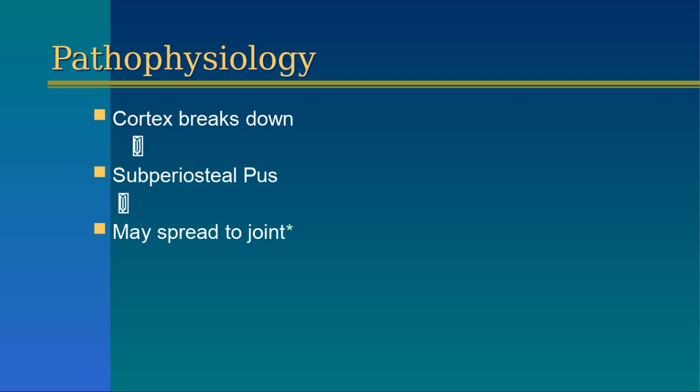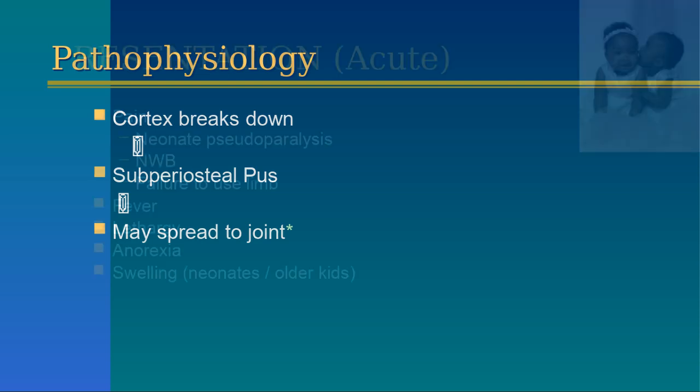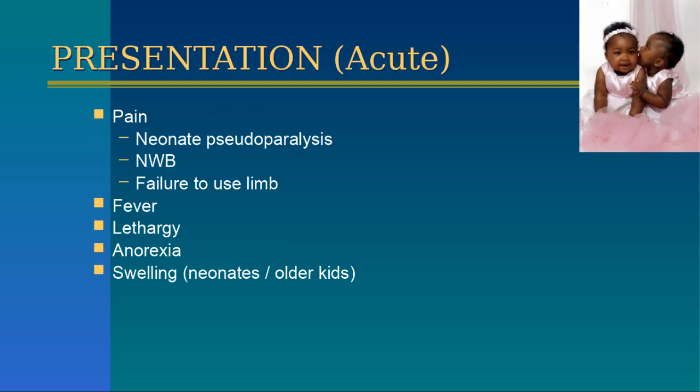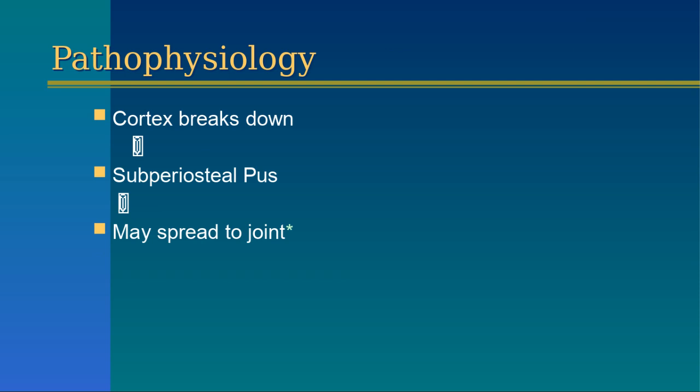Now I have here, it may spread to the joint. Now when we say it spreads to the joint, in younger kids, there is a direct communication between the metaphysis and the epiphysis. Are you still hearing me? Okay, good. So between the epiphysis and the metaphysis, the blood vessels traverse the physis.